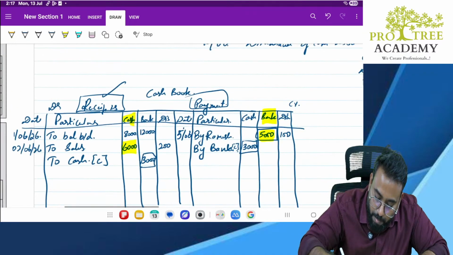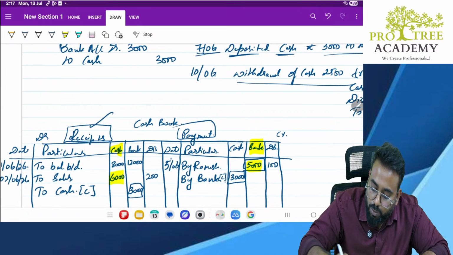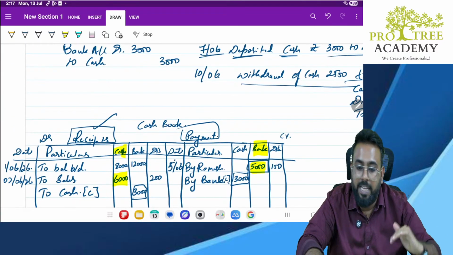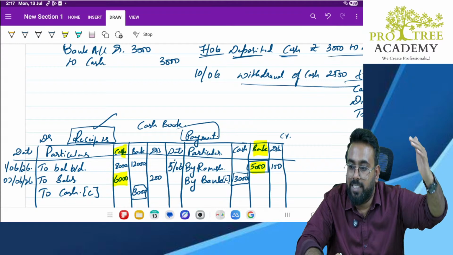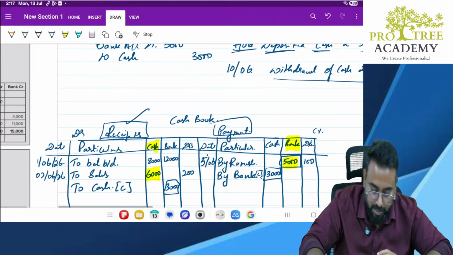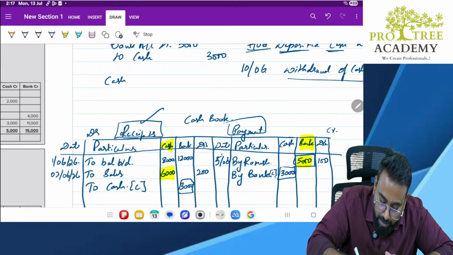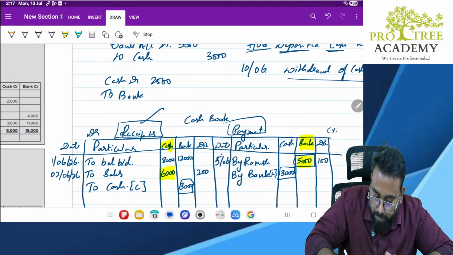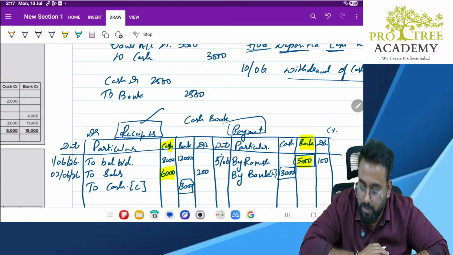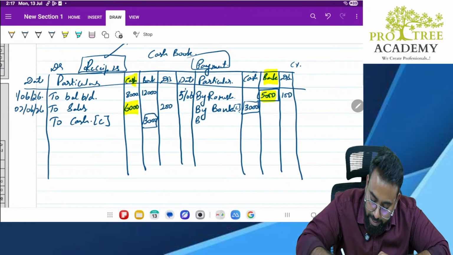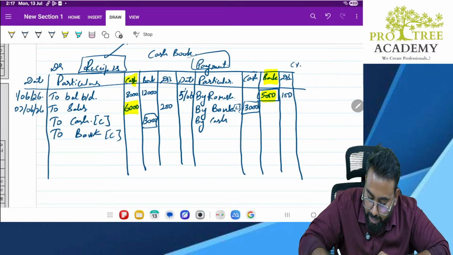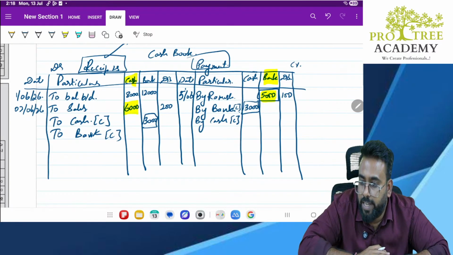Now, the next example. Withdrawal of cash 2500 from the bank. Correct? Now, which is going up, which is coming down? Cash is going up, bank is coming down. Right? So, when cash is going up, it will be debited. Correct? Now, what is the entry? Cash to bank. Again, contra entry. Correct or no? Coming on both sides.